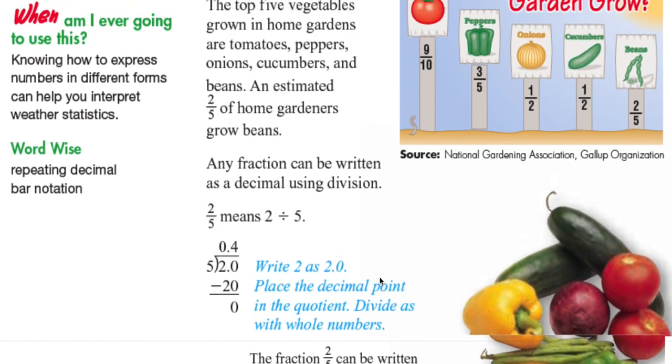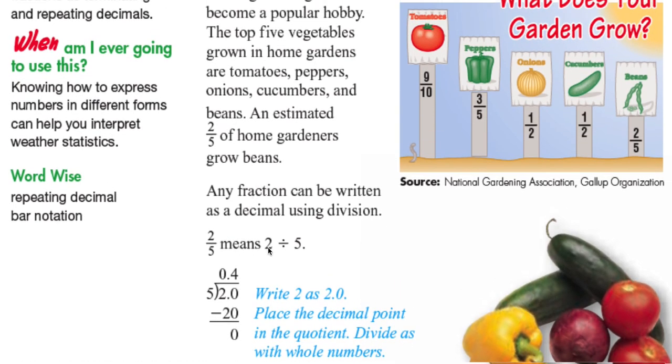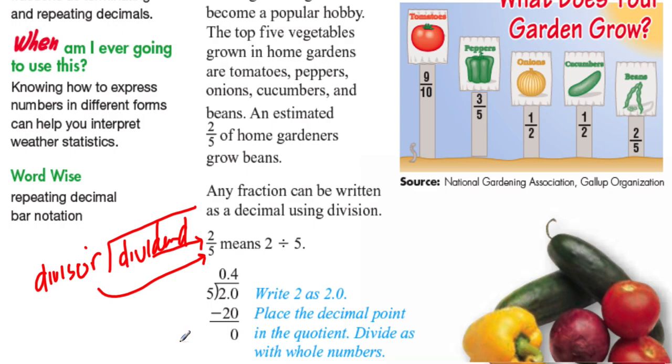When you talk about the fraction or the ratio 2/5, it simply means 2 divided by 5. Be very careful on this though. The 2 goes inside the house and the 5 goes out. The 2 is the dividend, which is the one that goes into the house, and the divisor is the one that goes outside, and that's your denominator. So your dividend is your numerator, your divisor is your denominator, and that's what goes out.